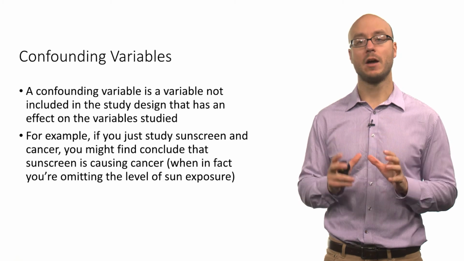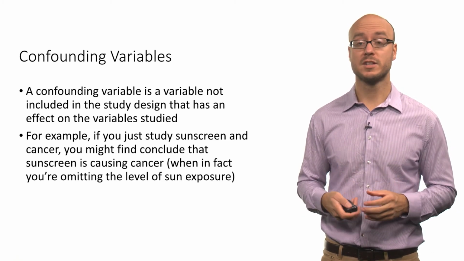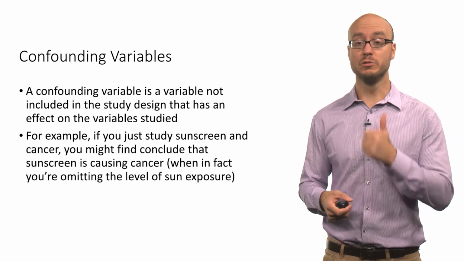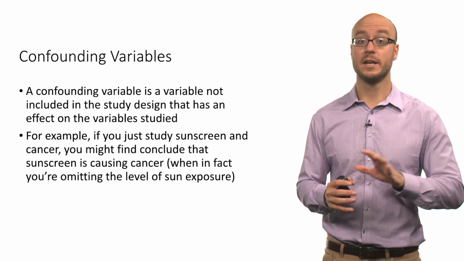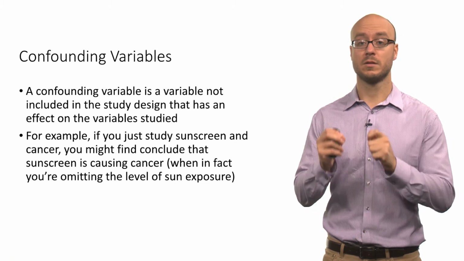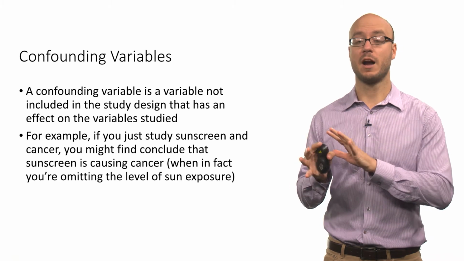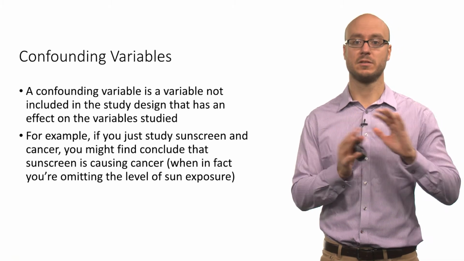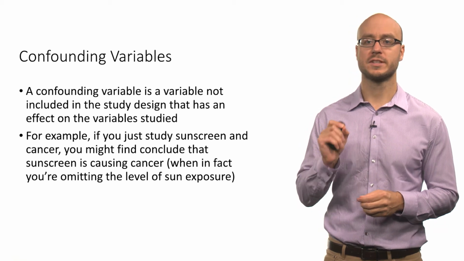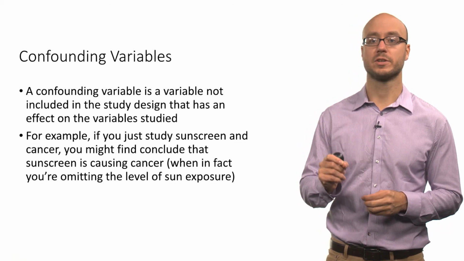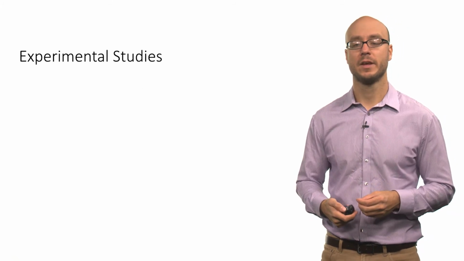However, the confounding or lurking variable very well could be the level of sun exposure. So people who go out on the beach more often tend to use sunscreen more often, but still that sun exposure means those people tend to have higher levels of skin cancer than those people who stay indoors all the time. So there's this confounding variable of sun exposure that you're not adjusting for in your observational study.